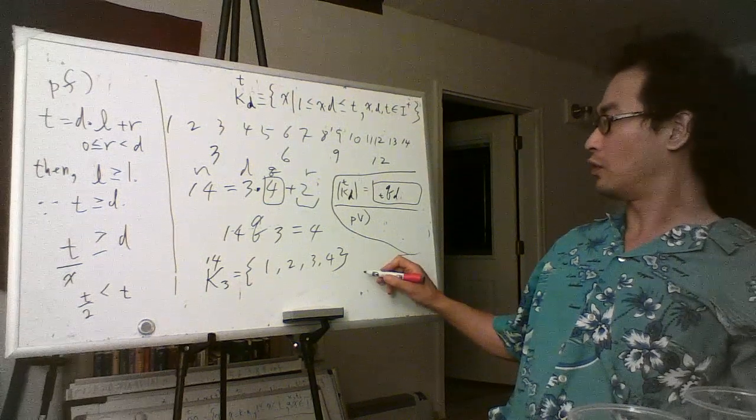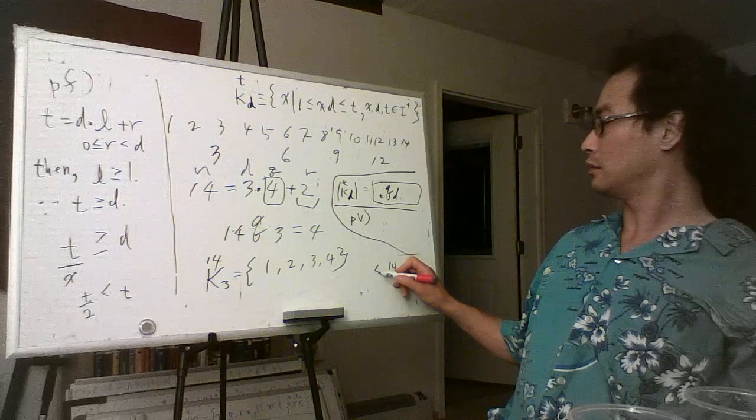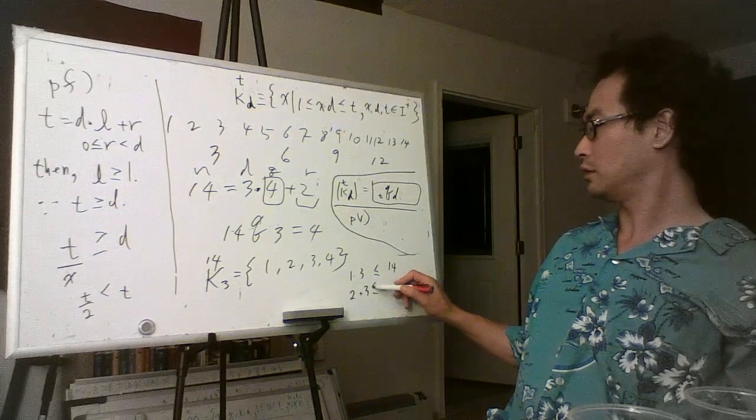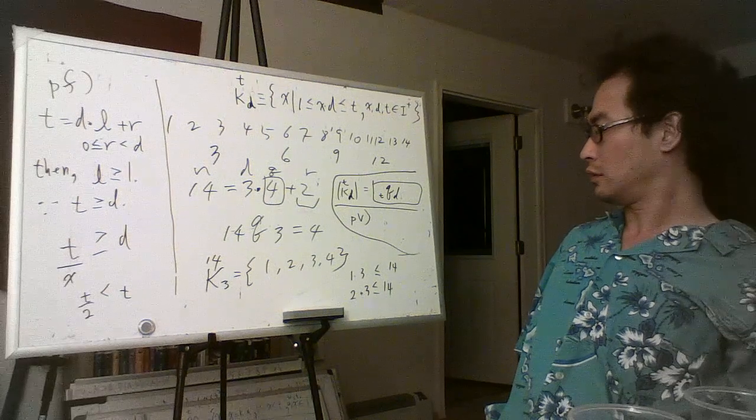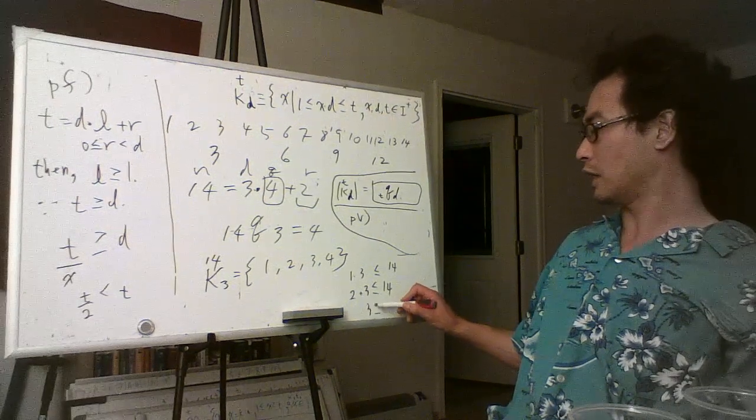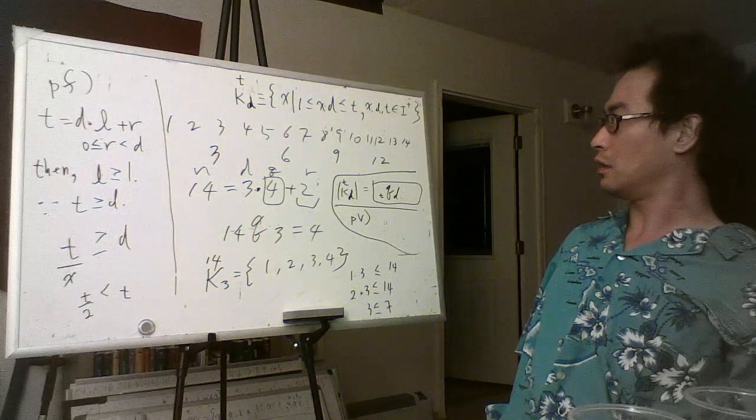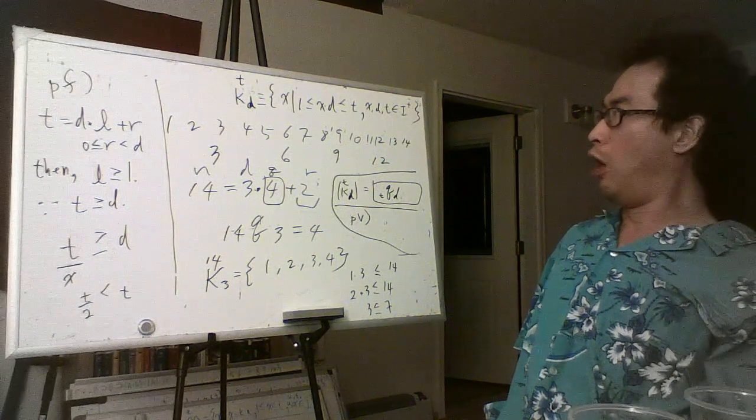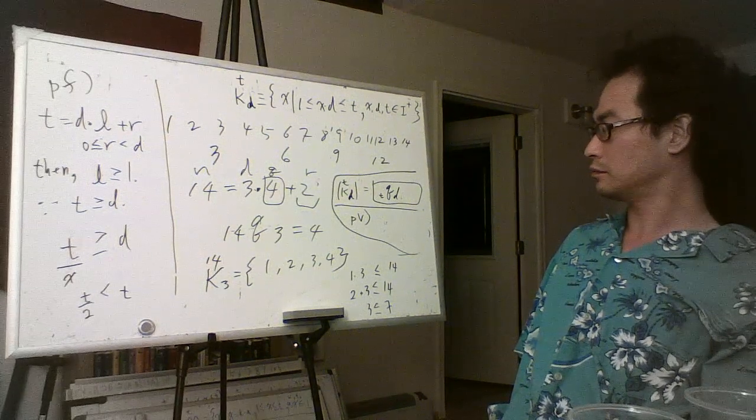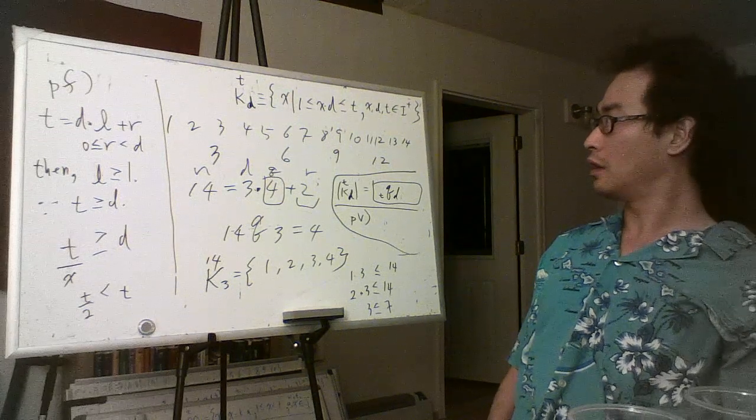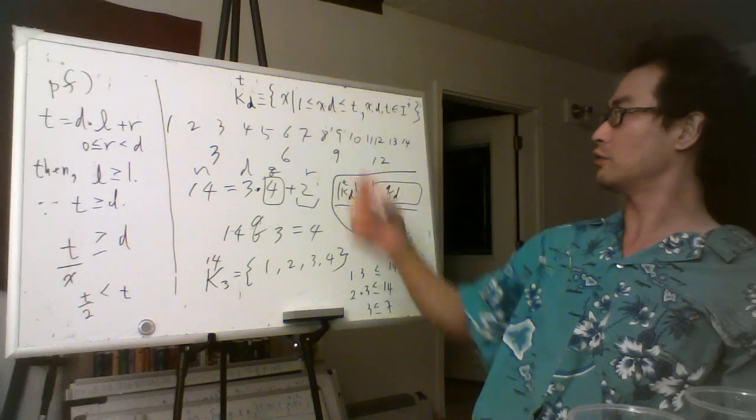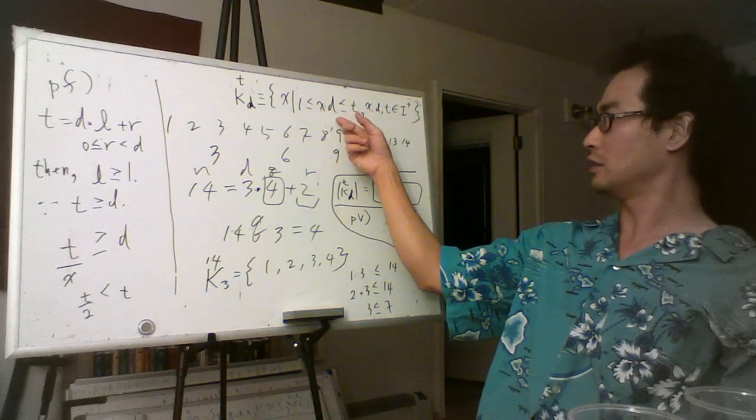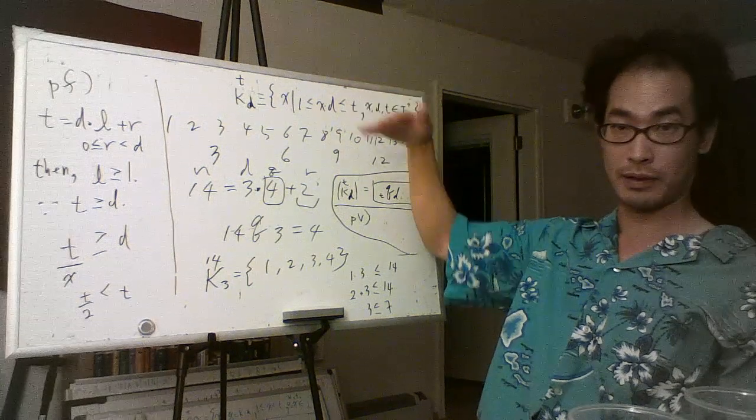Let's make a concrete example, okay? So T is 14, right? When X is 1 and divisor is 3, yeah. When X is 2 and divisor is 3. So this means 3 is less than 7. As X increases, X times D increases, right? And as X times D gets bigger and bigger, it still is bound by T. T is the upper limit, the top.